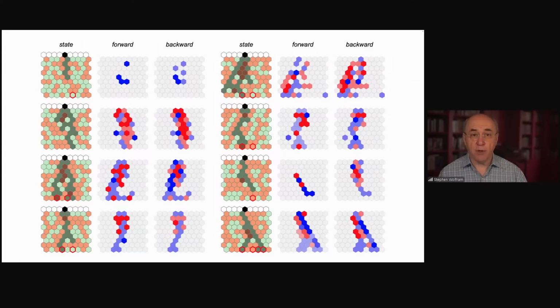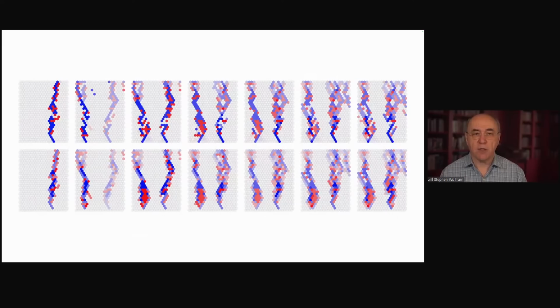So as an example, here are some results from forward and backward methods for the problem of learning the function f of x that we've talked about, again, shown for the breakthrough configurations that we looked at above.